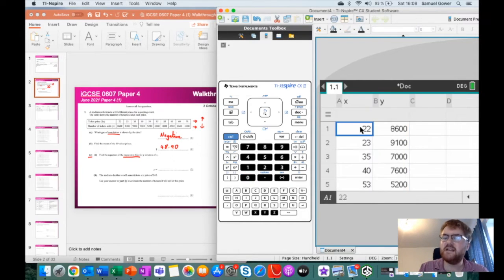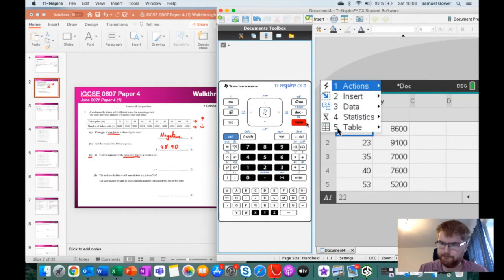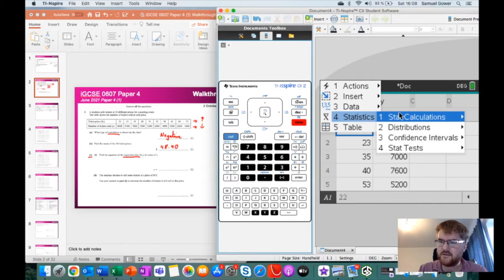So we have all the data in here, so we're going to use another button from the menu. We go to Menu, Statistics, Stat Calculations.